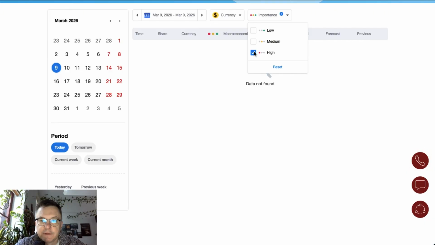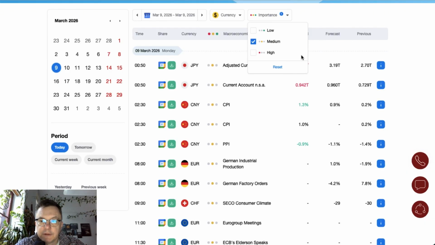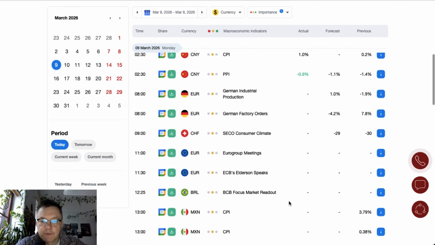As you can see, there are no high importance data releases, so maybe medium ones will be found, and the medium ones are as follows. Adjusted current account in Japan up from 2.7 trillion yen to 3.15. CPI in China up from 0.2 to 1.3%, and PPI a little bit better: minus 1.4 was the last reading, minus 0.9 is the current reading.